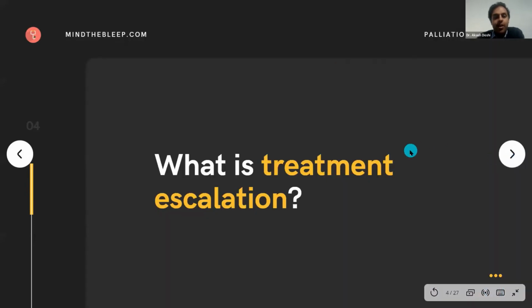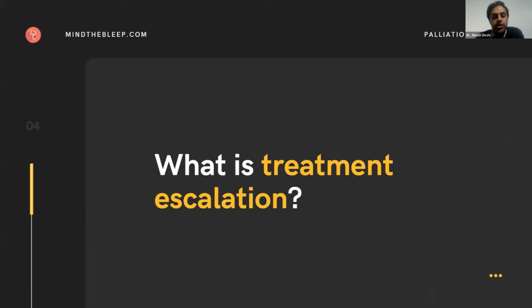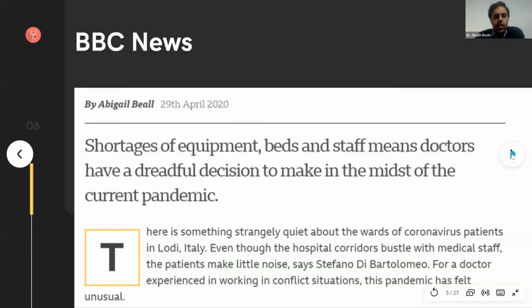And let's start by talking about what treatment escalation is, because if you want to explain to your patients what treatment escalation is, you also need to know it for yourself. I think this has become a much more topical conversation recently, secondary to multiple news articles from multiple websites.